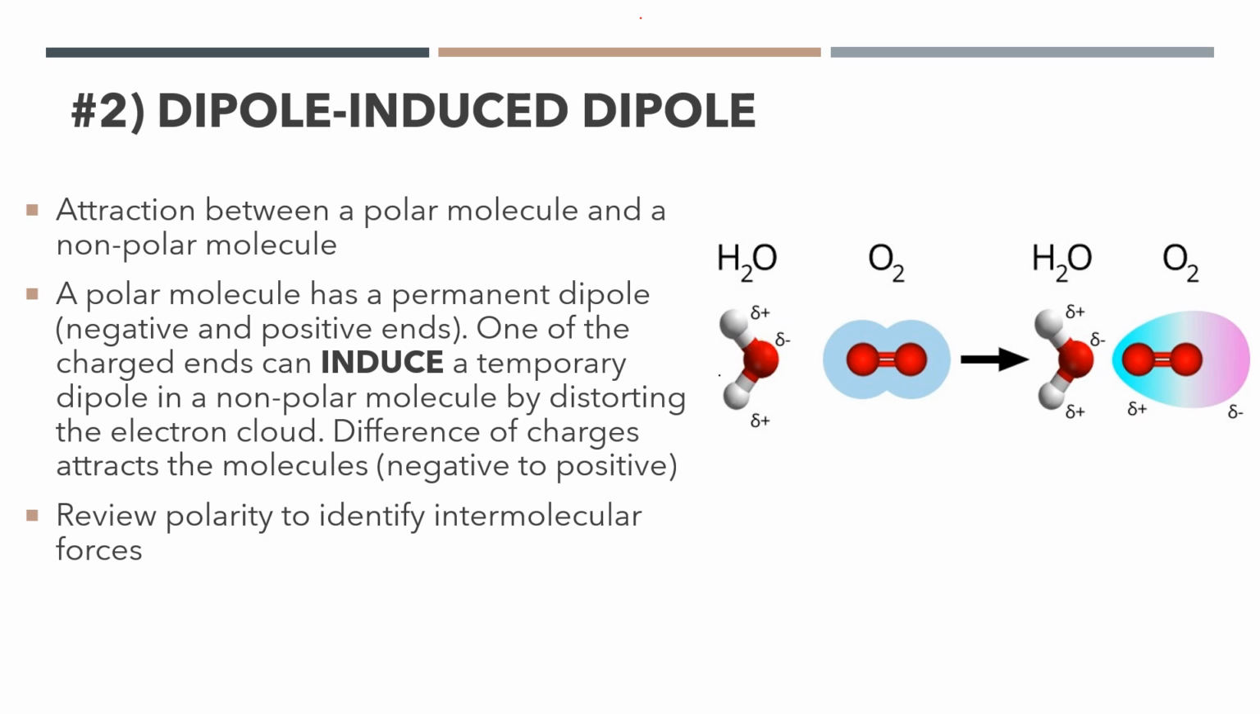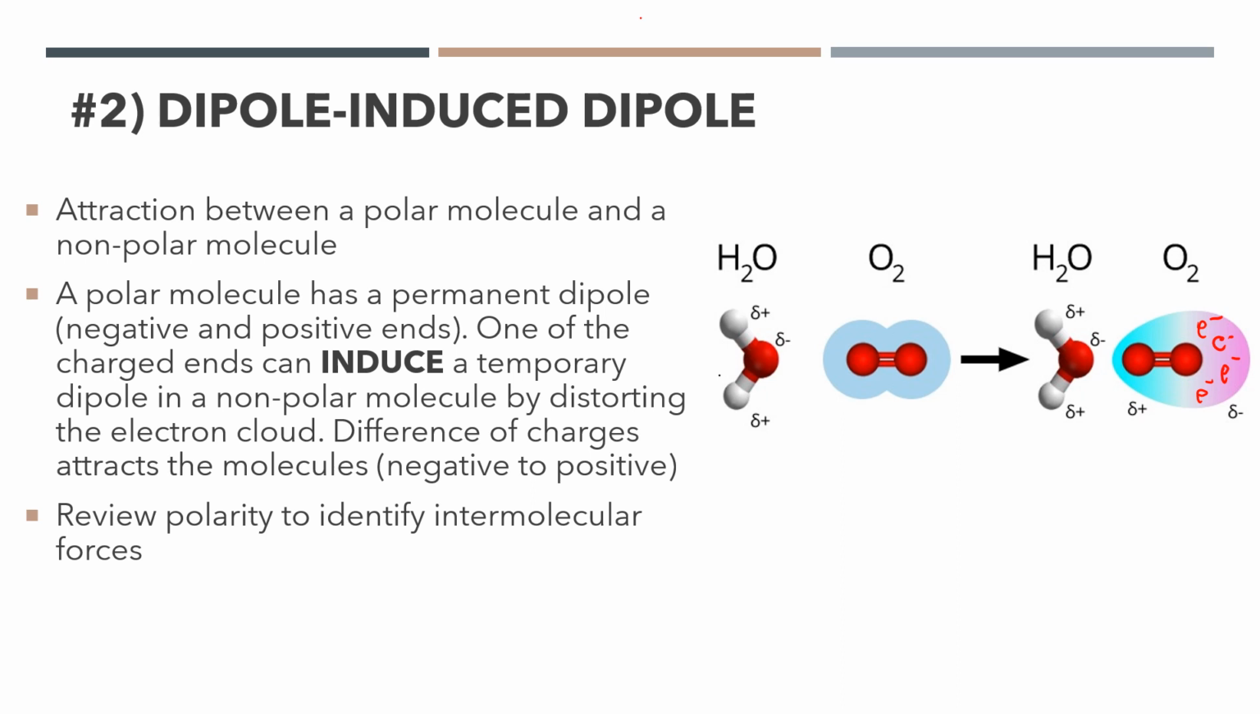If it comes next to an oxygen molecule, which is not polar, it's a nonpolar molecule, that negative charge is going to push the electrons over there, so the electrons are going to kind of reside over there. This is going to make a partial positive charge right here, and that negative and positive are going to attract each other. So this is stronger than the London dispersion forces. When we say that there's that distortion, we say that's induced. And because a dipole induced it, we call it a dipole-induced dipole.